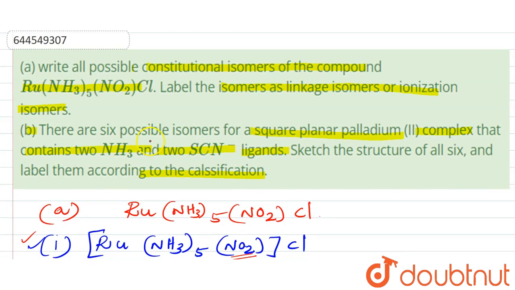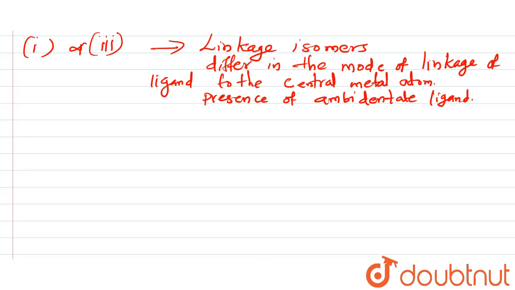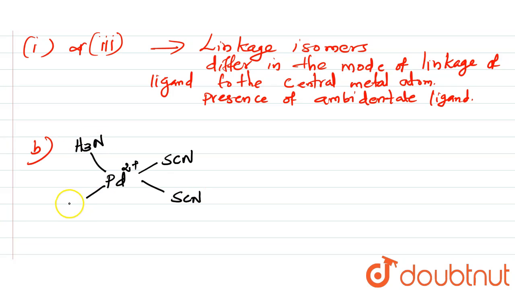And in the B part, there are six possible isomers for square planar palladium complex that contain two NH3 and two SCN minus ligands. We have to sketch the structure of all six and label them according to the classification. So the first structure of the complex: the central metal atom is palladium 2 plus and the ligands are 2 NH3 and 2 SCN minus. So we can write like this: SCN, here also SCN, and NH3. This is the structure of one complex. This is cis form, that means the same ligands are occupied on the same side.